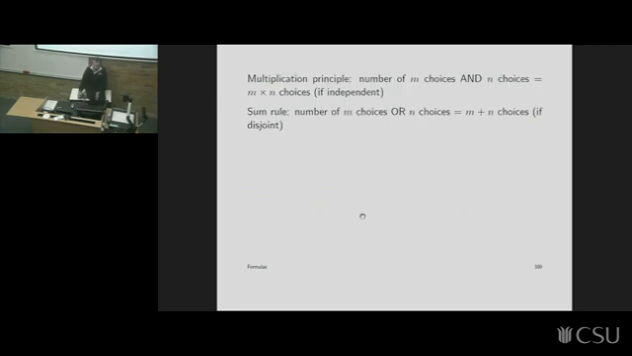We looked at counting, so the multiplication rule: if you're doing one choice and another, it becomes multiplication. If you're doing one choice or another, it's addition. And those are special cases of independence and disjoint, which we know what the words mean now.